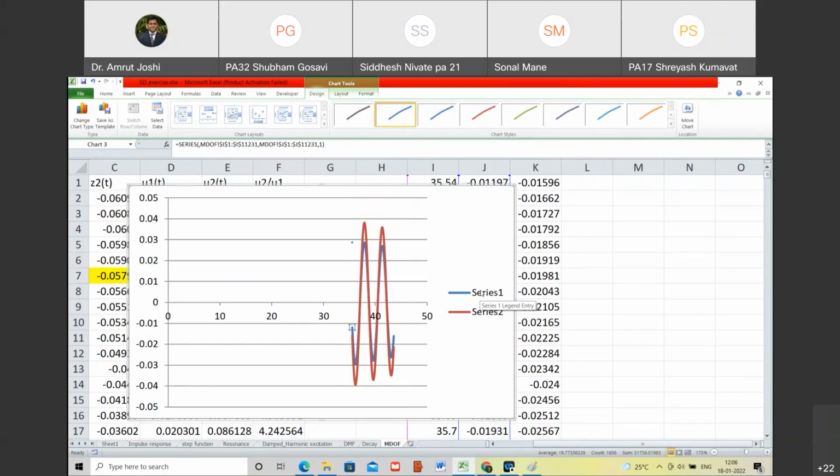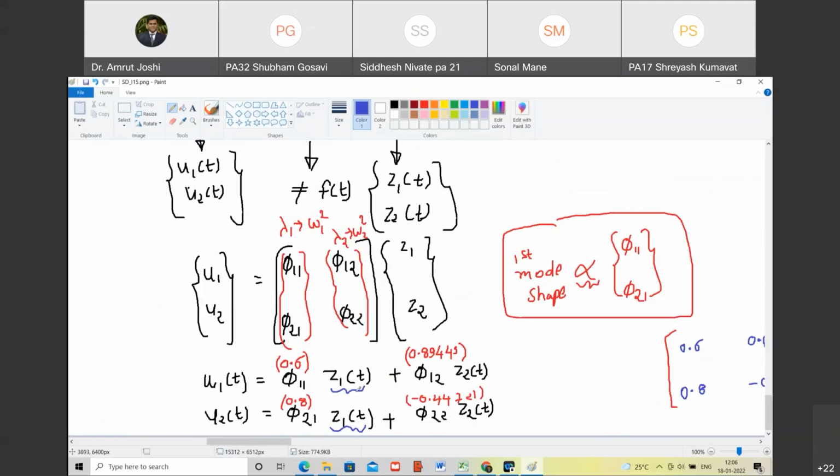Why should it occur in sync? Because after 35 seconds, Z2 of t starts playing no role. So the frequency of oscillation is only dependent on Z1 of t for both U1 of t as well as U2 of t. Therefore, the masses start oscillating in sync. Do you agree with me? Yes, sir. So what does in sync mean? Their frequency of oscillation becomes the same. Do you agree with me?